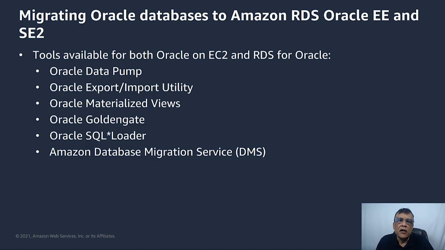Similarly, SQL Loader can be used to load text files of data from a source database to the target database. And we also have AWS Database Migration Service available, which is similar to GoldenGate, but it can be set up quickly and it is much cheaper to use to transfer the data from the source database to the target database over the network. You can get all the information about the AWS DMS service in the AWS documentation.